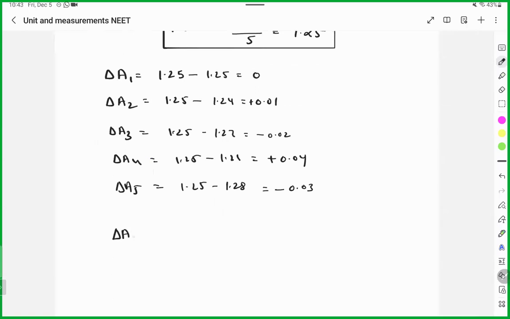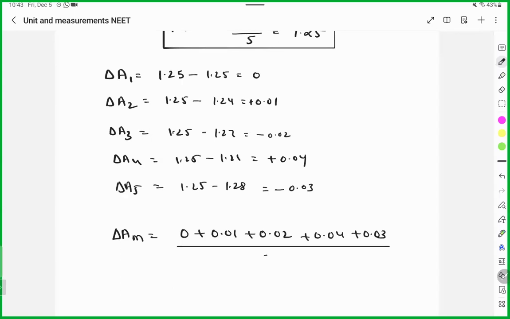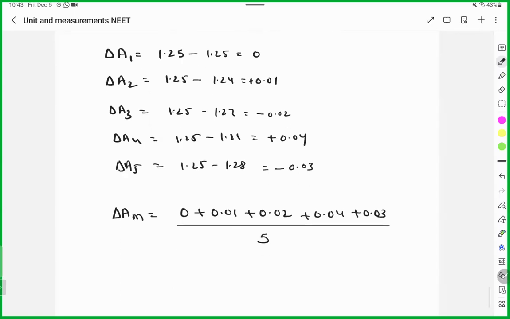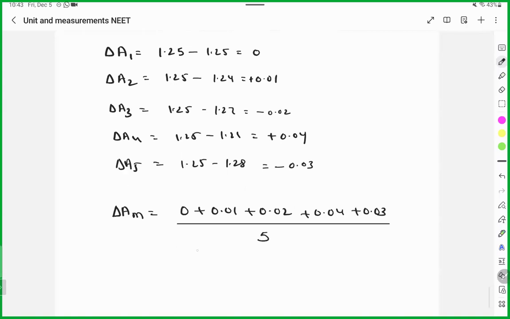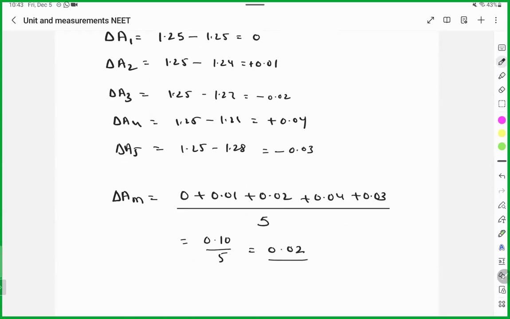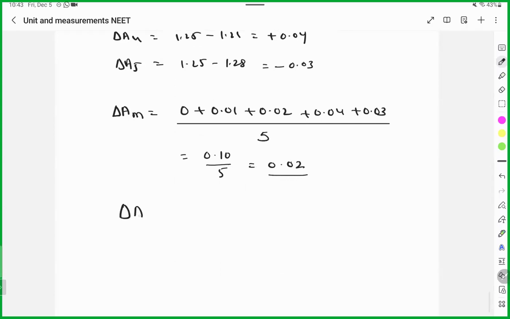So delta A mean, the average. What will you take? You will add all: 0 plus 0.01 plus 0.02 plus 0.04 plus 0.03, and then you divide by 5 because there are a total of 5 numbers. If you add them, it is 0.10. So 0.10 divided by 5 will be 0.02. Right? You know delta A by A multiplied by 100. This is what you have to calculate in percentage.